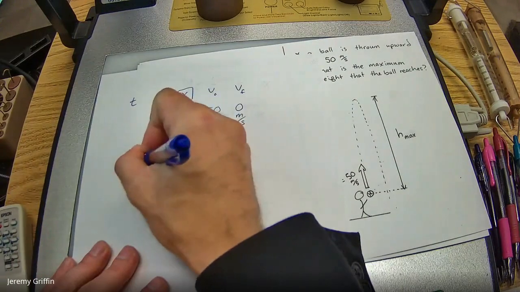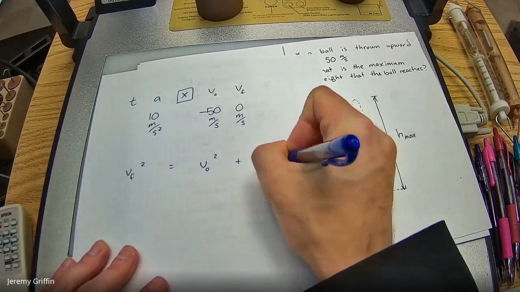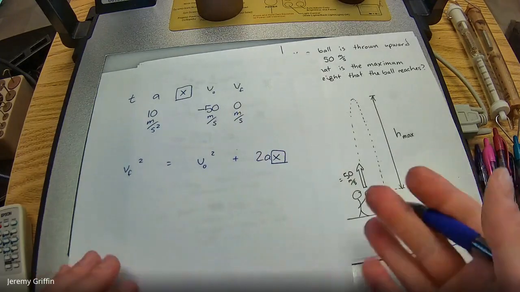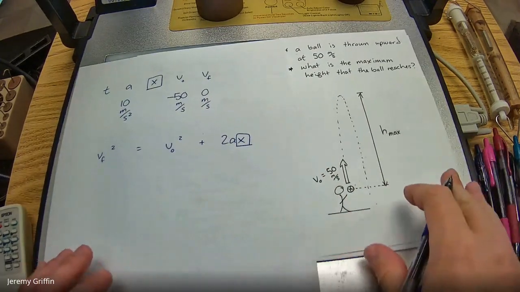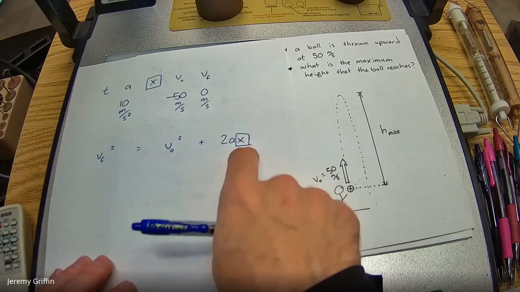So final velocity squared equals initial velocity squared plus 2ax. Okay, solve for x. Now, you guys know what the answer to this is already because we already solved it from a different point of view. It's got to be about 125 meters, right? So let's see.